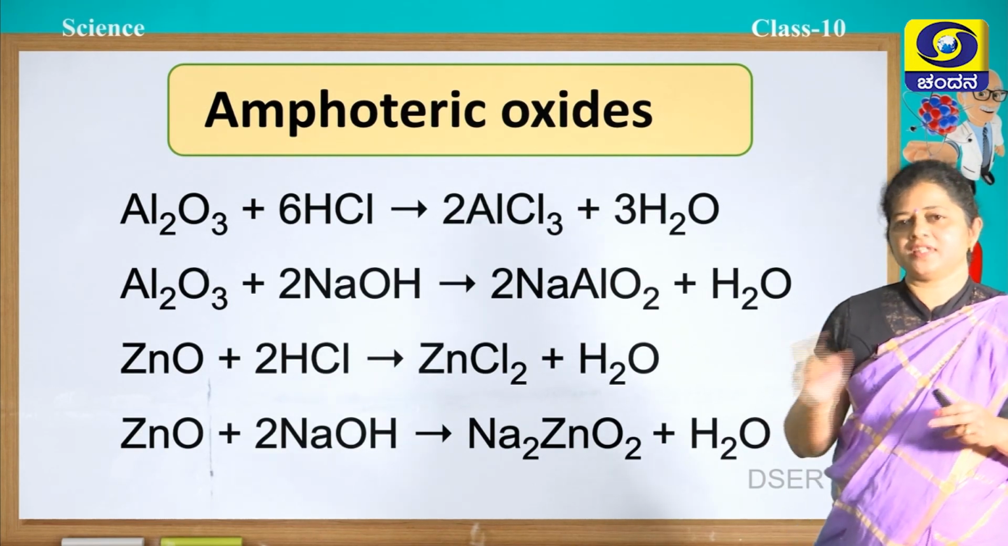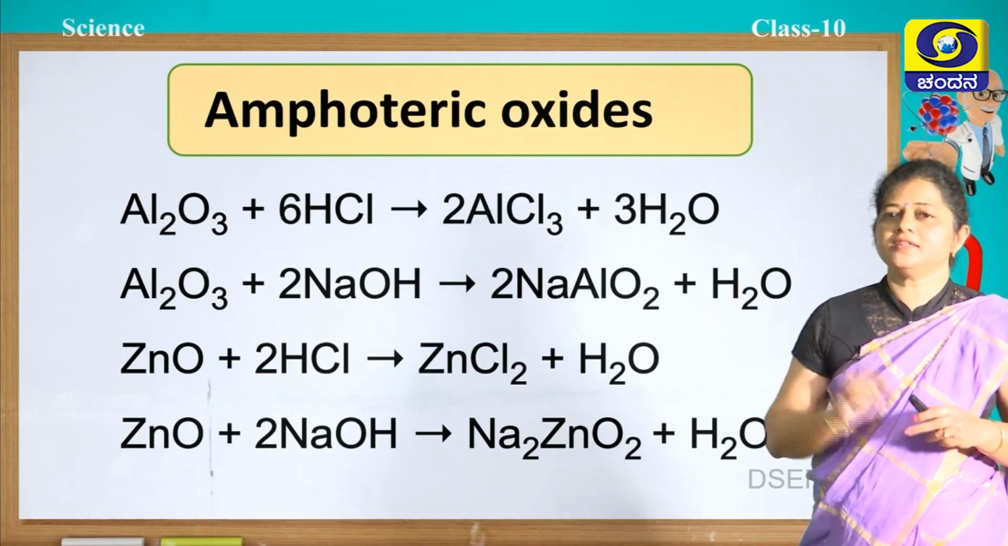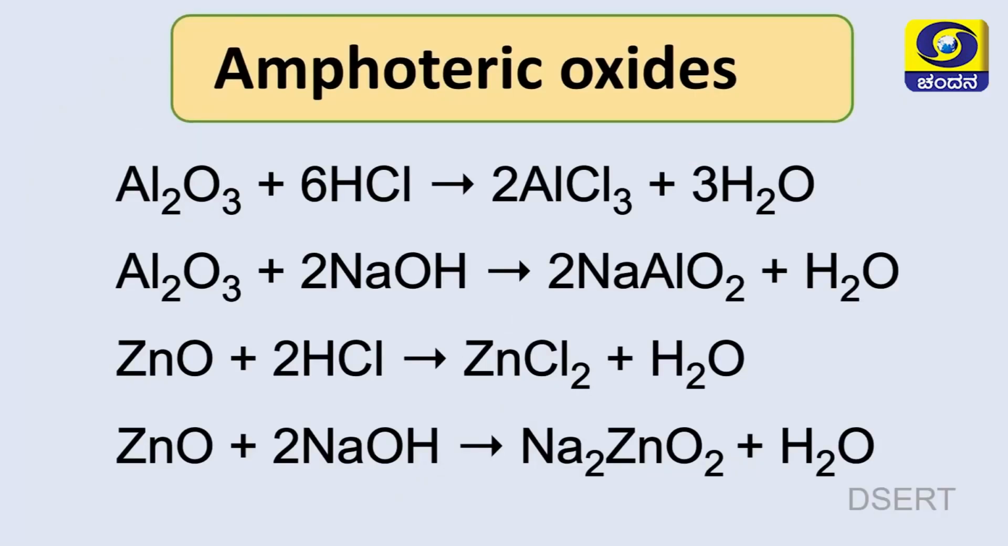Now, when you see the reactions, aluminium oxide is reacting with hydrochloric acid to form aluminium chloride and water is released. Similarly, aluminium oxide reacts with sodium hydroxide to form sodium aluminate and water is produced. Similarly, zinc oxide reacts with hydrochloric acid to form zinc chloride and water is produced. Zinc oxide also reacts with sodium hydroxide and it forms sodium zincate and water is released.